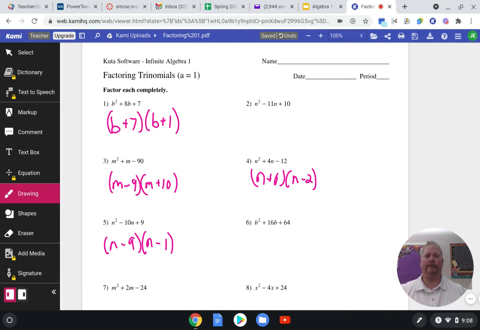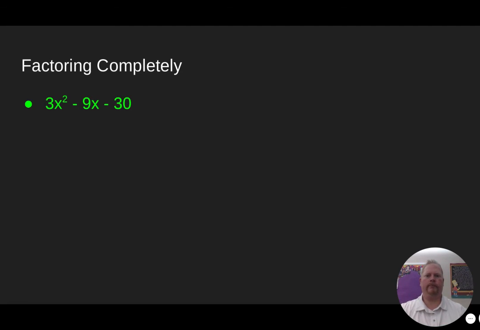So let's get back to it. Okay, so take a look at this example. Now, the first thing that stands out to me is it's not in the right format. It's got a number in front of the x squared. So right away, I know I can't do FOIL factoring. So what other type of factoring can I do?